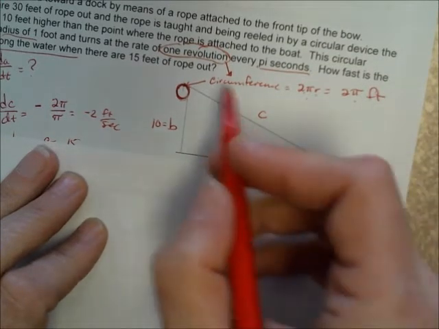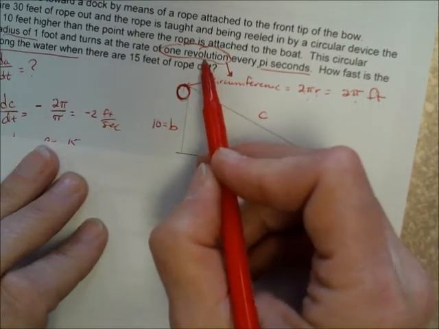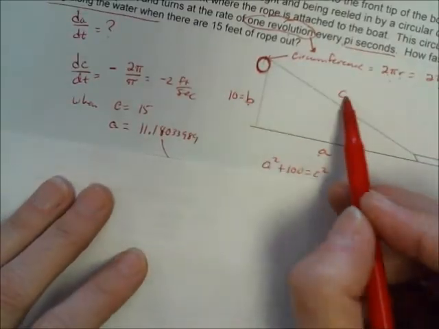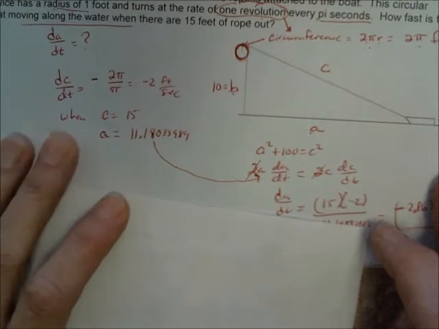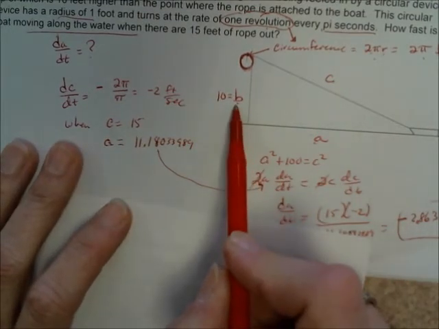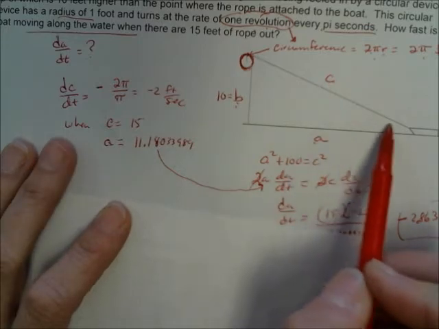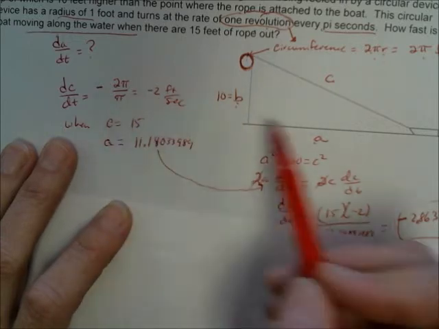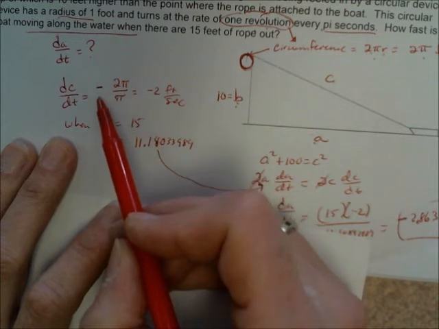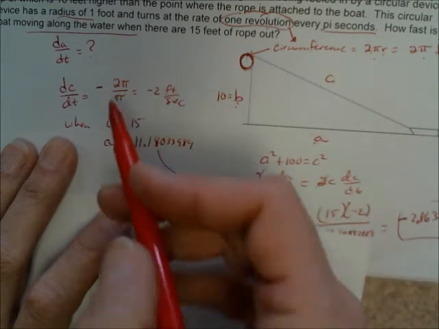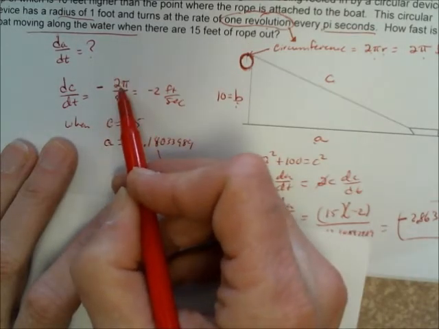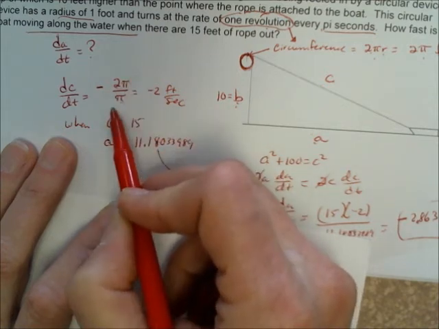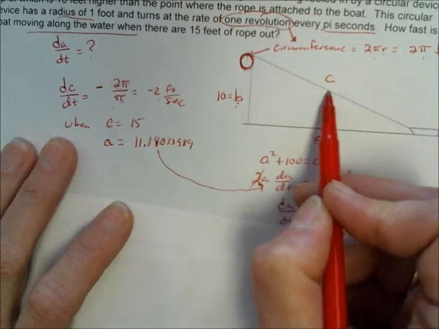So because it's being pulled in at 1 revolution every pi seconds, I called this A, B, and C because it's a right triangle question. B is a constant 10, A changes, and C changes. dC/dt is the rate at which the rope is being pulled in. Because it's being shortened, it's negative. Right? If this was lengthening, it would be positive. So the circumference is 2 pi feet for every pi seconds. Here's the revolution, here's the pi seconds. When you cross out the pi's, you get -2 feet per second. That's the rate of change of C.